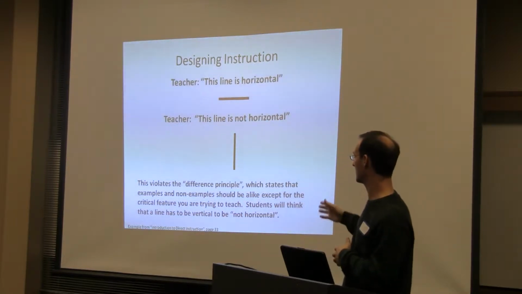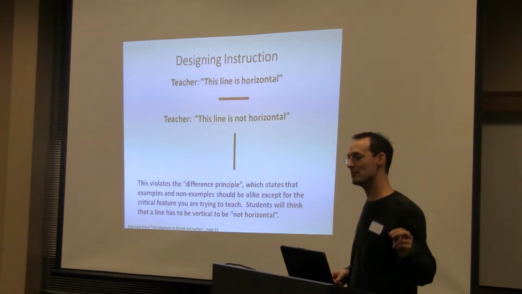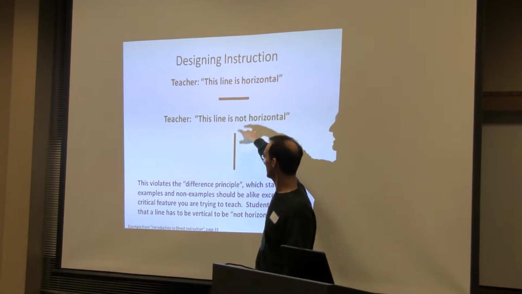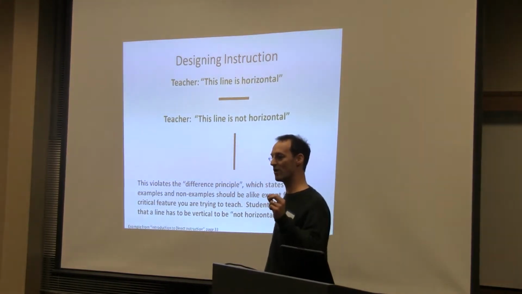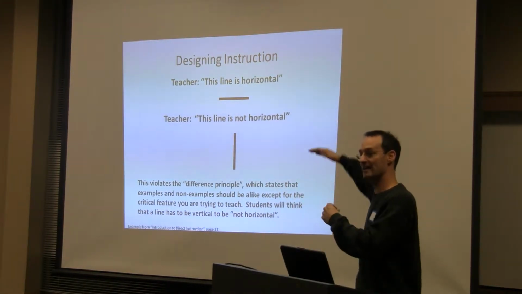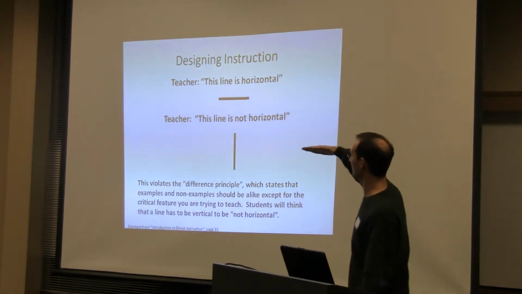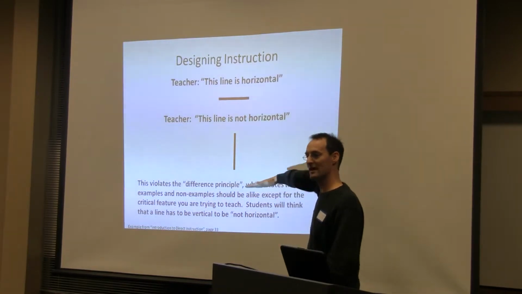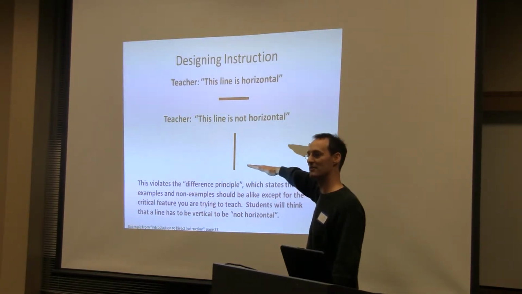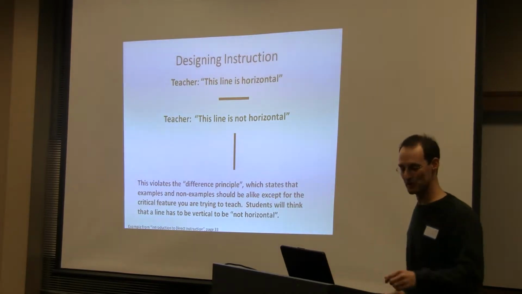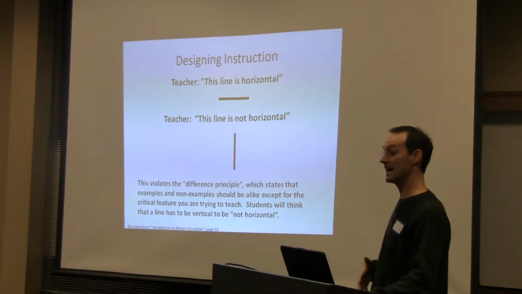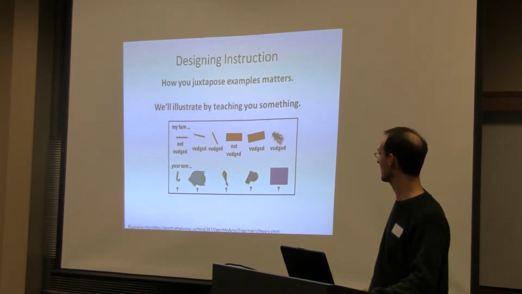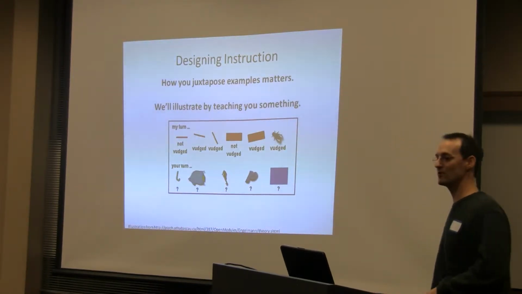So what we actually call this here is you need to have a minimum difference principle, which is the idea that whatever you present as a non-example has to differ from this in the smallest amount possible to make it not that first thing. And so all you would have to do to make it not horizontal is just tilt it up slightly. And then kids will get the idea, oh, that's all you have to do. It has to be perfectly horizontal, and any other differences. Right? And so you can take these principles, even though we're applying a really simple example, and apply it to more complicated things as well. So that's what it really should look like. All right, so how you juxtapose the examples matters.